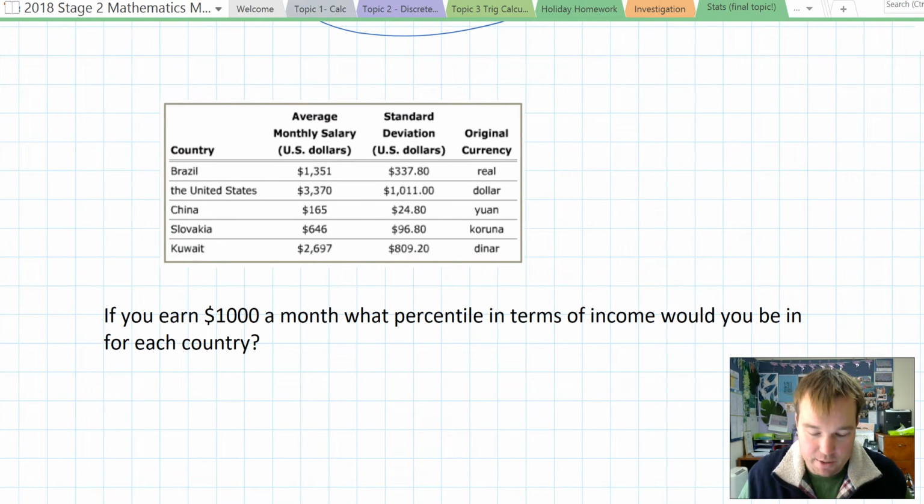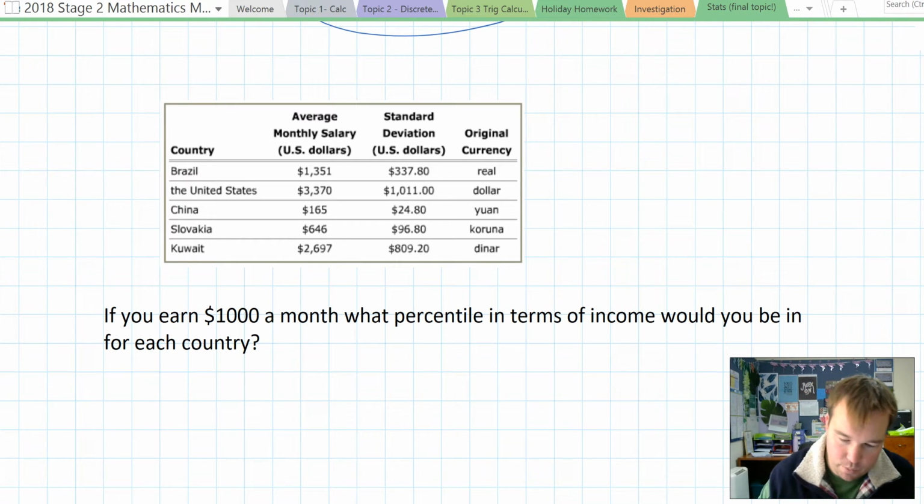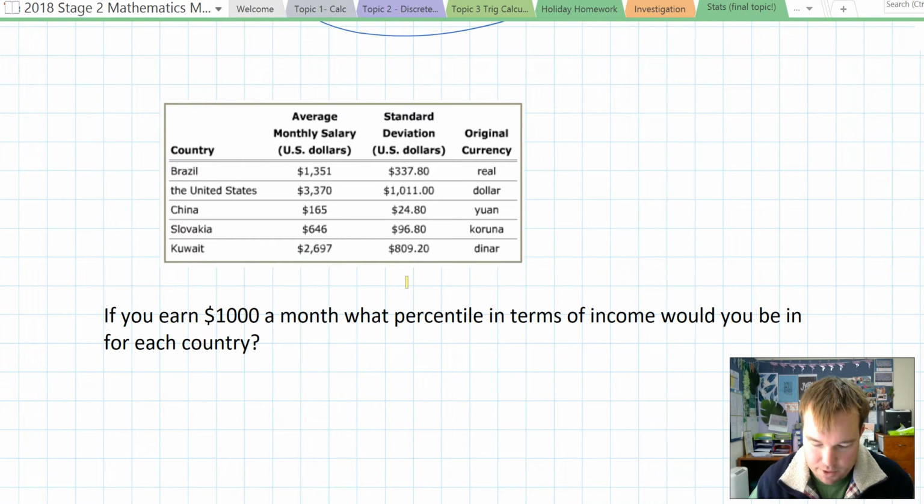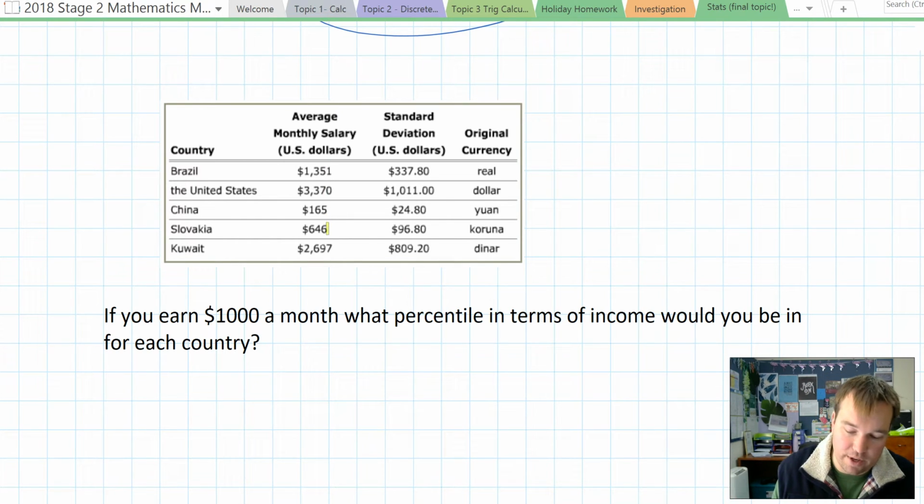Alright, so a typical kind of question here would be giving you a number of different distributions. Say, salary distributions, where this is monthly salary in different countries, standard deviation, all put down to US dollars. If you earn $1,000 a month, what percentile in terms of income would you be in for each country? So here, you really need to figure out how far up and down you are. You can create a Z-score for every country. And you can see that with $1,000 a month, you're going to be a little bit below average for Brazil, considerably below for United States and Kuwait, considerably above for Slovakia, and even more so for China.